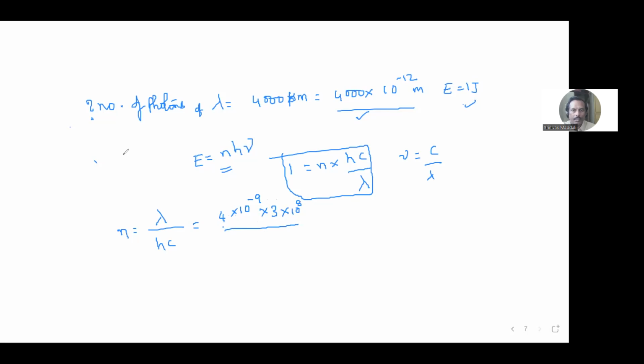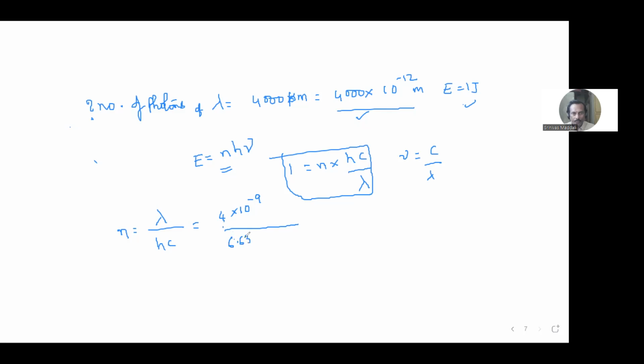Sorry, this C value you need not write in the numerator. You have to in fact write it in the denominator. So in the numerator you have to write only the lambda value, that is already given. Lambda is 4 into 10 to the power of minus 9 meters. And then the H value, you know, H value is 6.